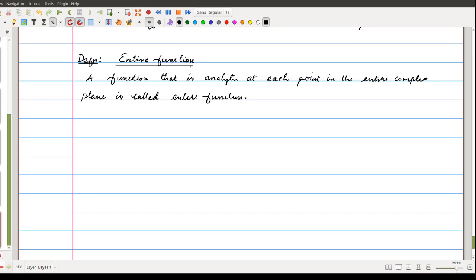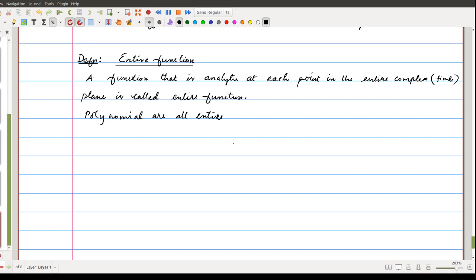Next we have a definition: entire function. A function that is analytic at each point in the entire complex plane, that is the entire finite complex plane, is called an entire function. So if we get analyticity at each and every point of the complex plane, we call that function an entire function. For example, polynomials are entire functions. There are several examples. Similarly, e raised to z is an entire function, and the trigonometric functions sin z and cos z are also examples of entire functions.